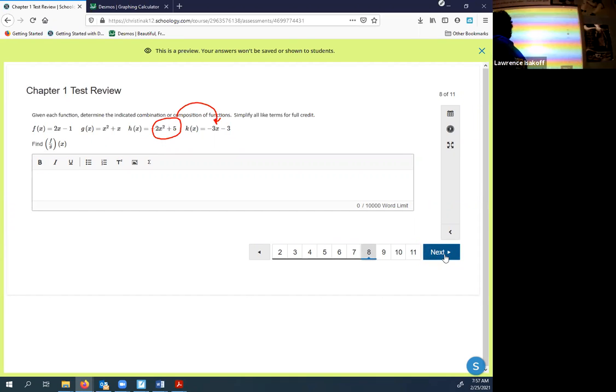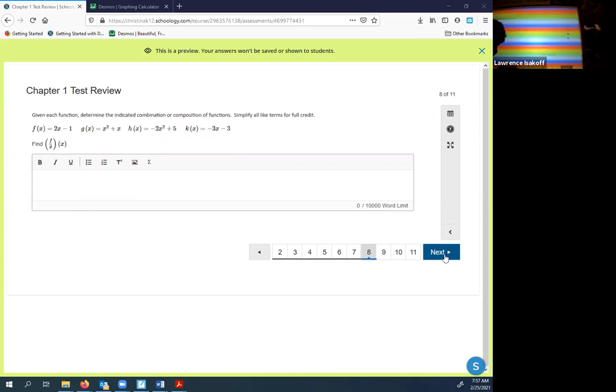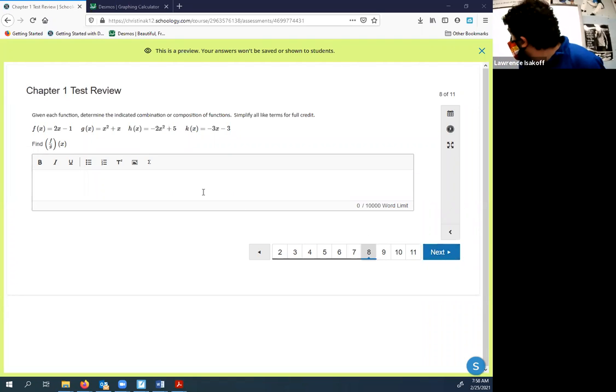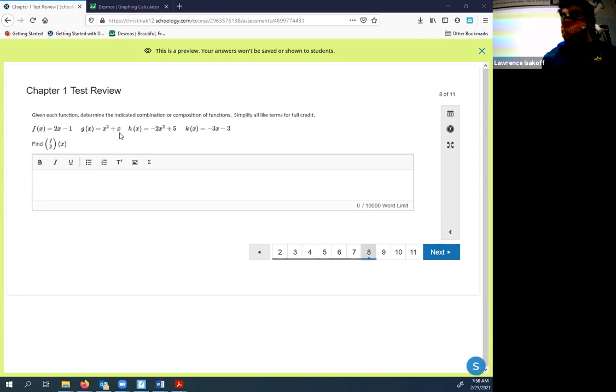Oh, this one looks crazy. You have a fraction here. What are we doing? Just literally write the two expressions over top of each other. I know it might look a little crazy, but I'm just going to put f in the numerator, g in the denominator, call it a day. That's all we have to do there.